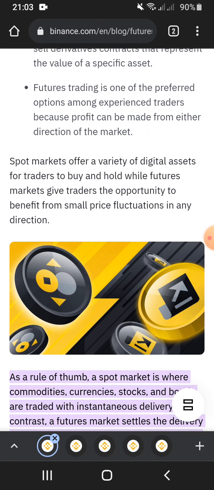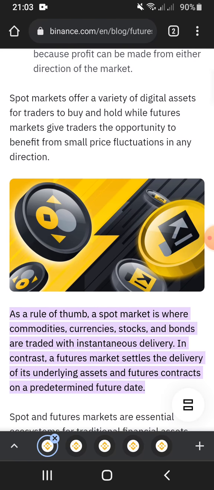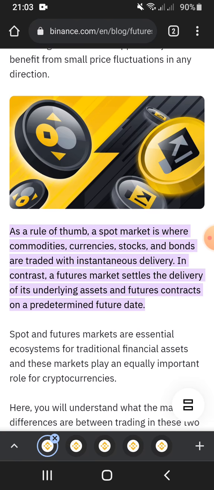The spot markets offer a variety of digital assets for traders to buy and hold, while the futures market gives traders the opportunity to benefit from small price fluctuations in any direction. These benefits can also be amplified by using the Binance leverage feature. As a rule of thumb, a spot market is where commodities, currency, stocks, and bonds are traded with instantaneous delivery. In contrast, a futures market settles the delivery of its underlying assets and futures contract on a predetermined future date.